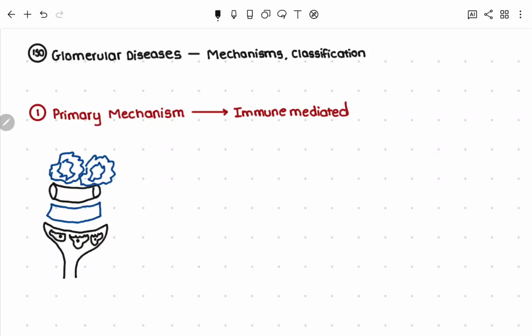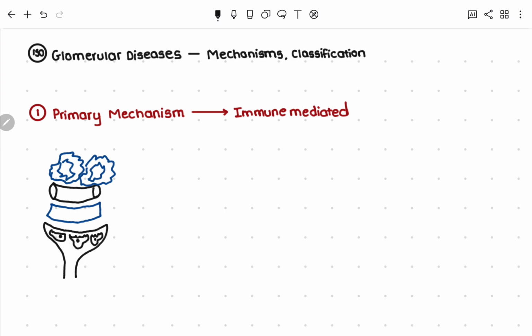Number 150, glomerular diseases, mechanisms and classification. Now this is a relatively bigger question because there are a lot of pathophysiological mechanisms we need to discuss in this question, but should you be able to understand what's going on in this question, you'll be able to better understand what's happening in the glomerular diseases that are associated with nephrotic and nephritic syndromes, which we will be discussing in the videos to follow, for the questions to follow.